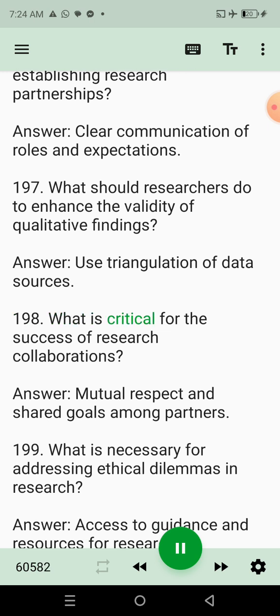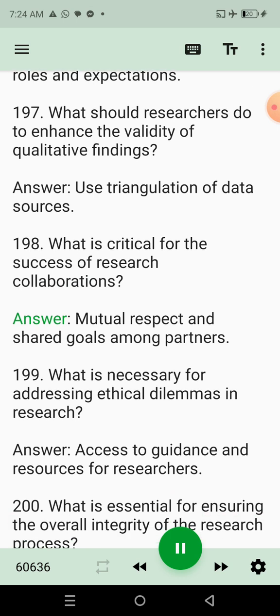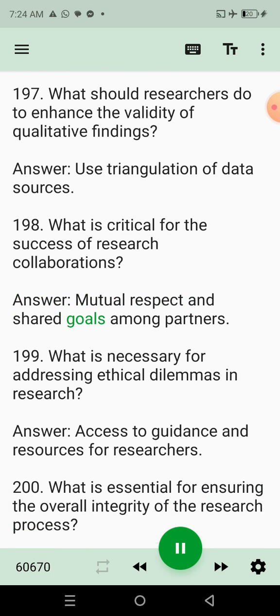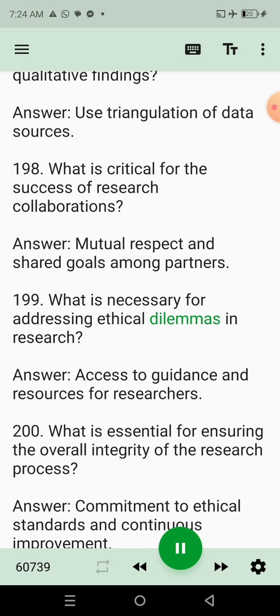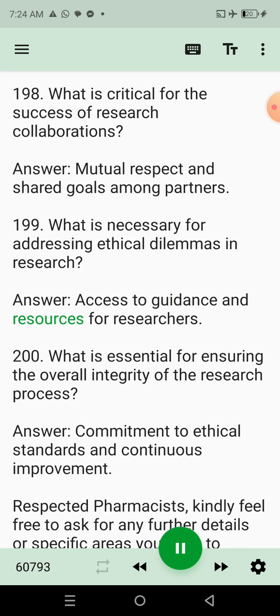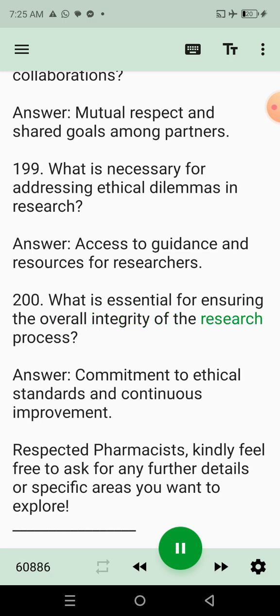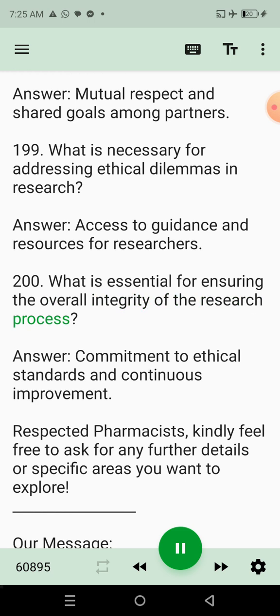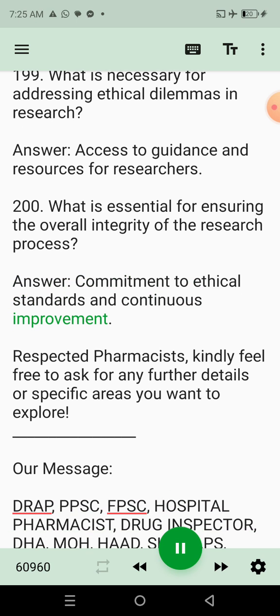198. What is critical for the success of research collaborations? Answer: mutual respect and shared goals among partners. 199. What is necessary for addressing ethical dilemmas in research? Answer: access to guidance and resources for researchers. 200. What is essential for ensuring the overall integrity of the research process? Answer: commitment to ethical standards and continuous improvement.